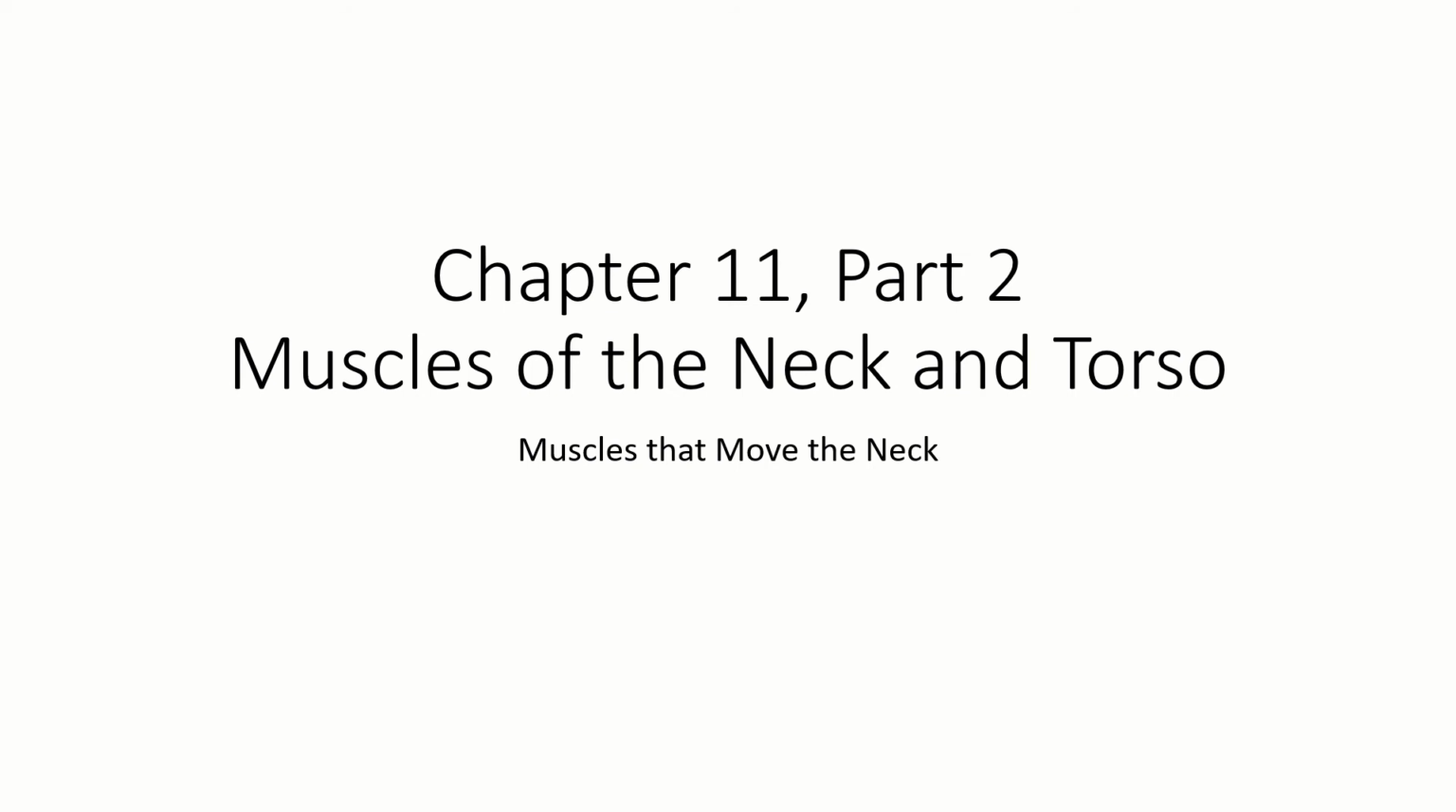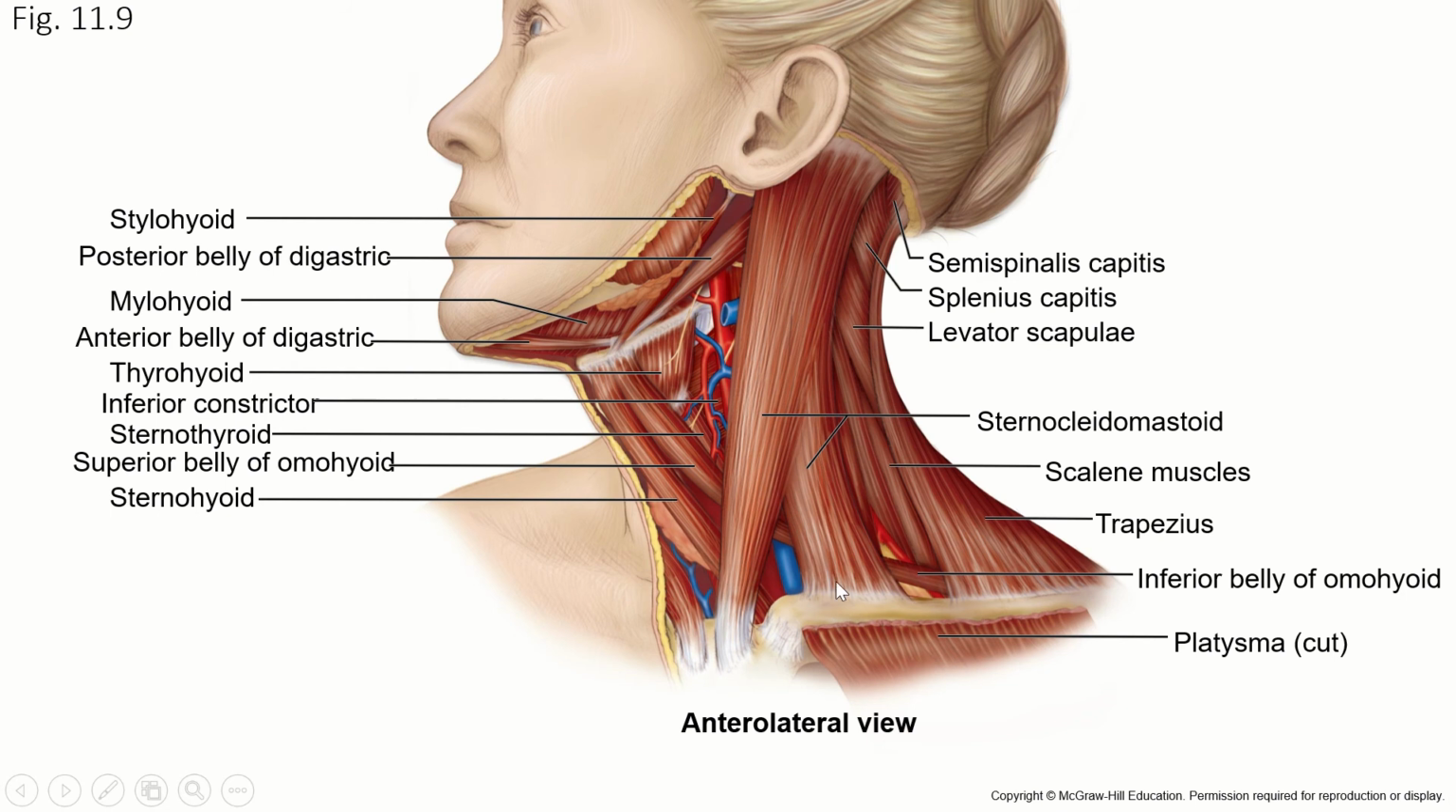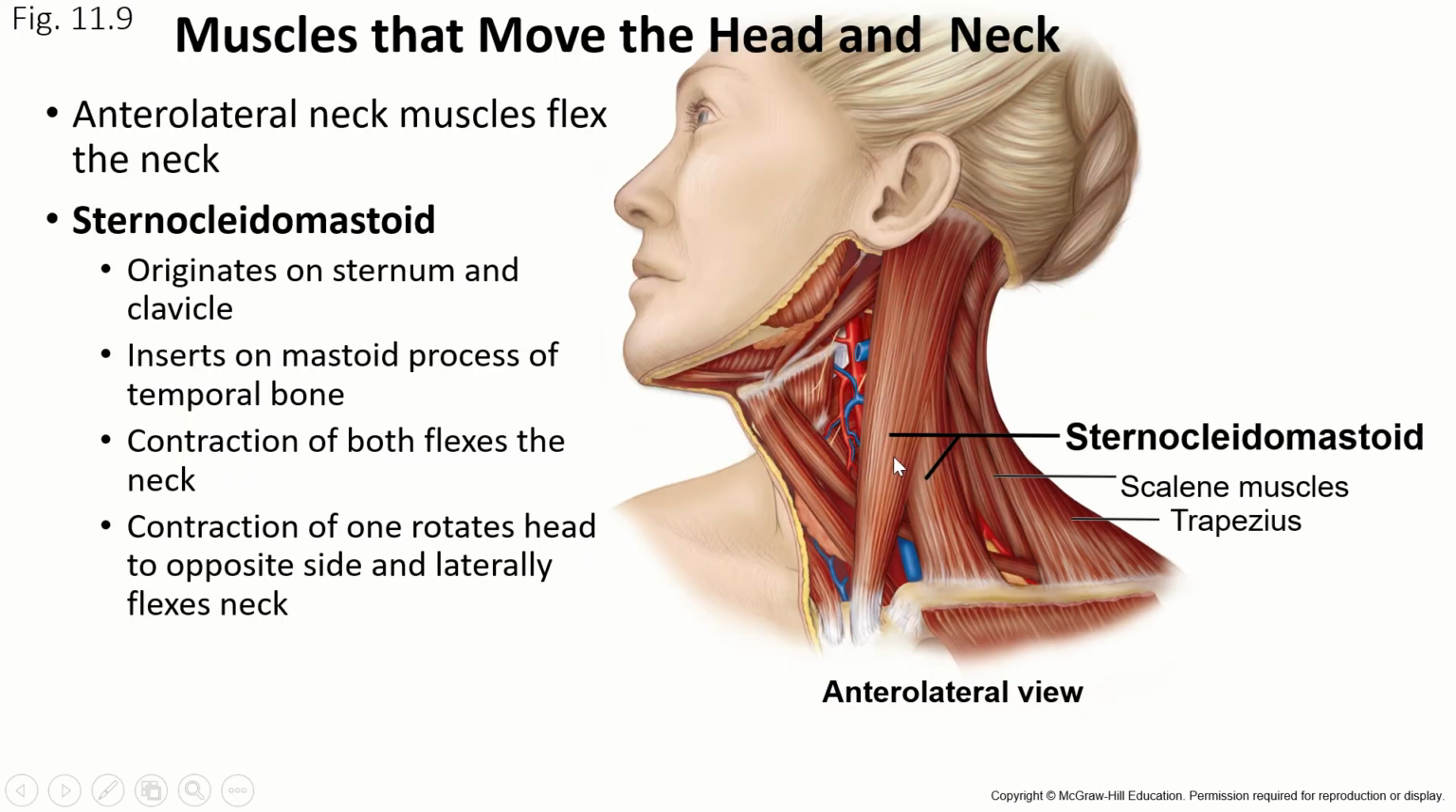Up next, we're going to move down the axial skeleton to the neck and learn how to move your neck. We've learned some of these already, these hyoids and this constrictor. Now we're going to move on to this side of the model and learn these muscles, especially of the posterior neck, that extend the neck.